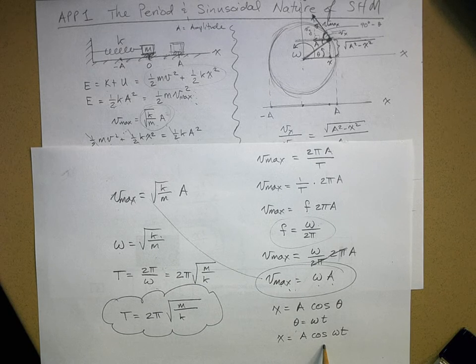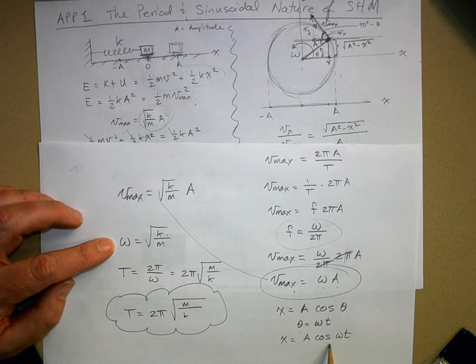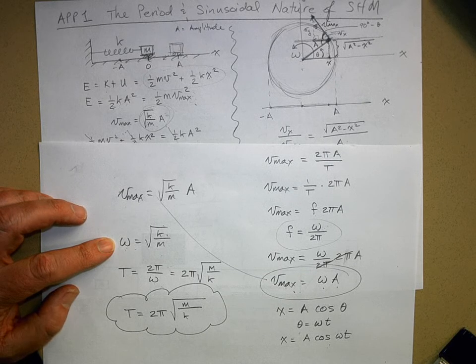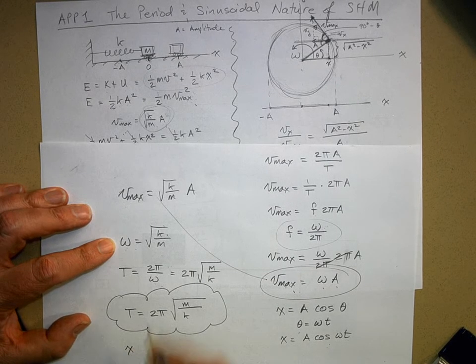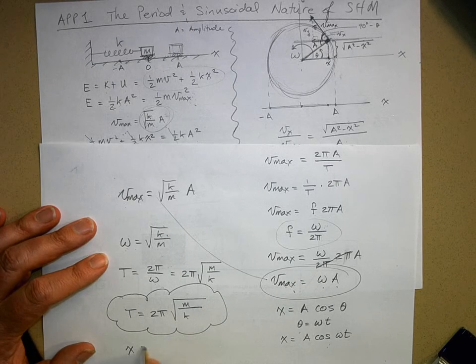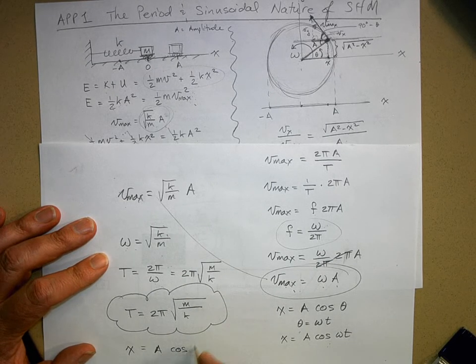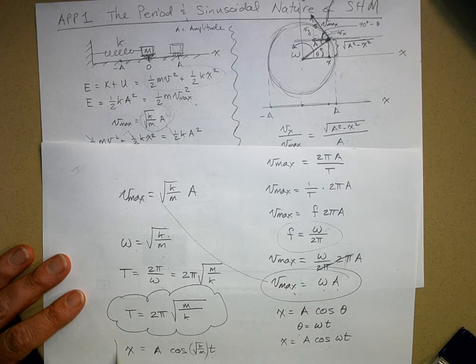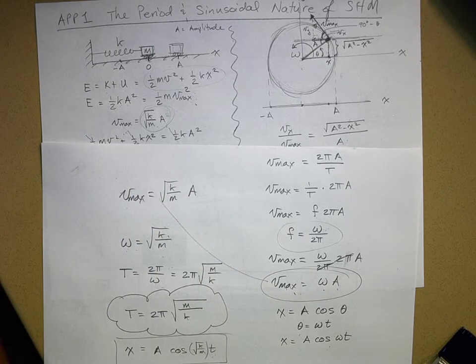But we know what omega is. It's the square root of k over m for a mass spring system. So I can now describe the position of this mass spring oscillator as being a cosine omega t, but omega is the square root of k over m times t, times time. And I can now describe the simple harmonic oscillator as a function of time.